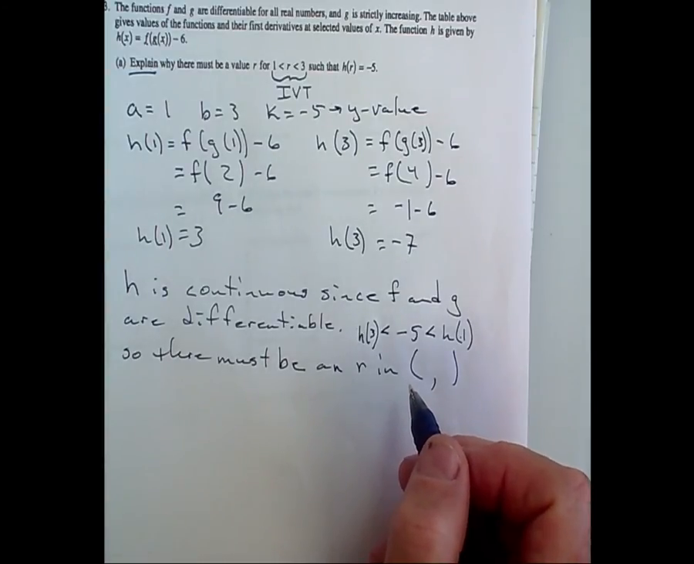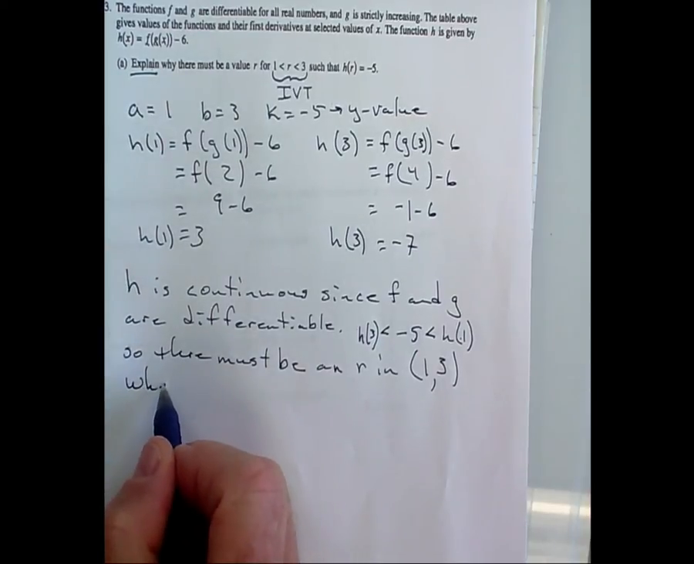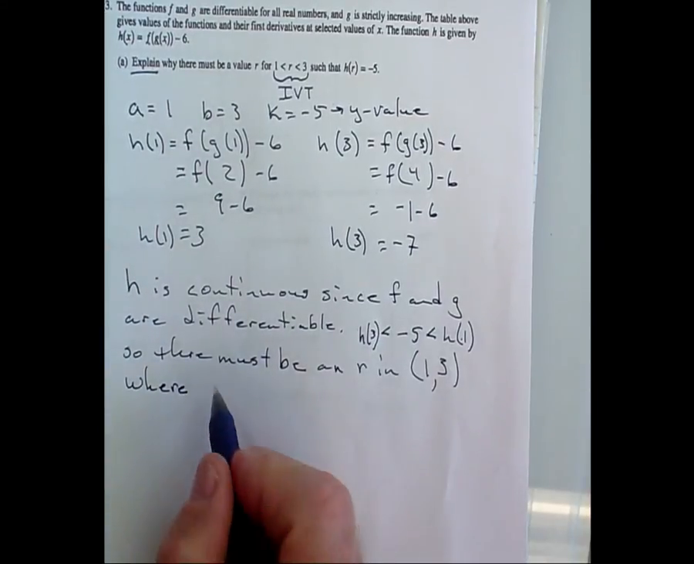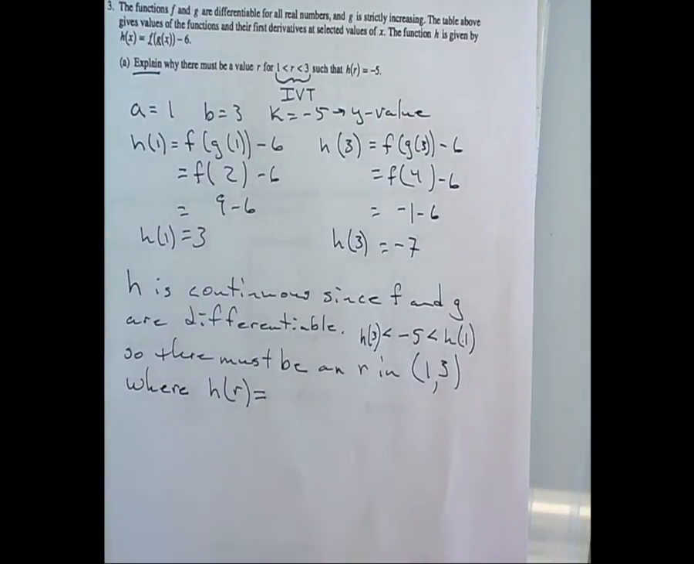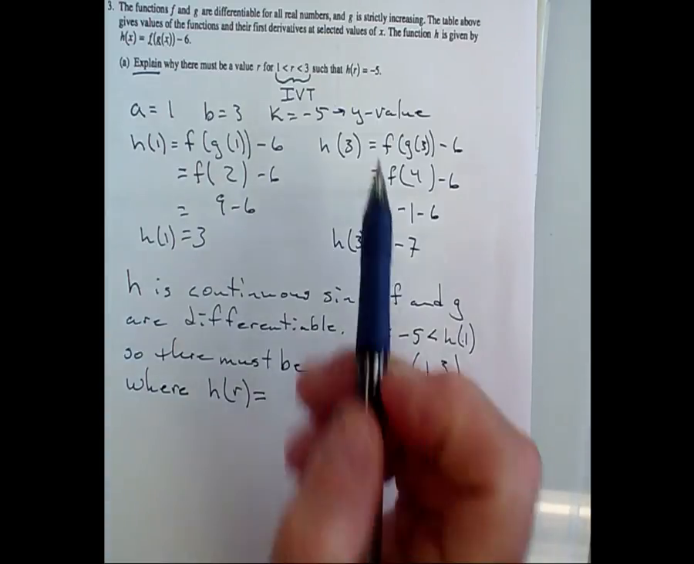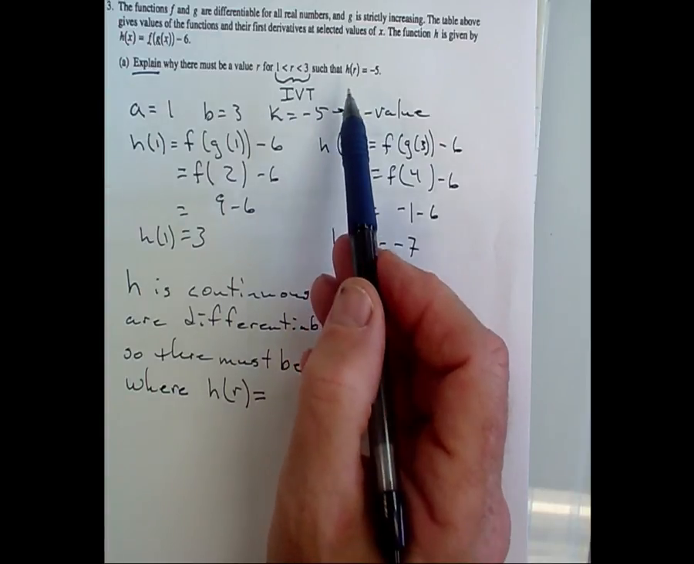So what is R in between 1 and 3? Where H of R, so when I plug R into H, I better get what as my answer? I want H of R equal what? Negative 5.